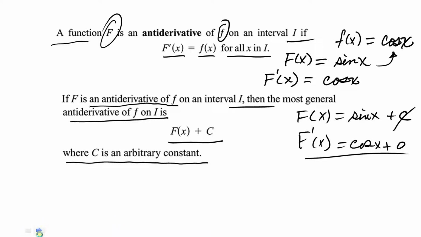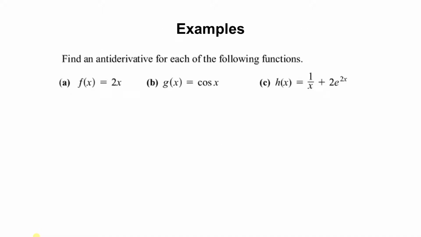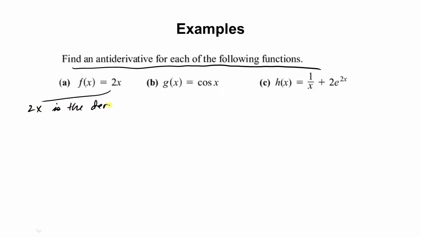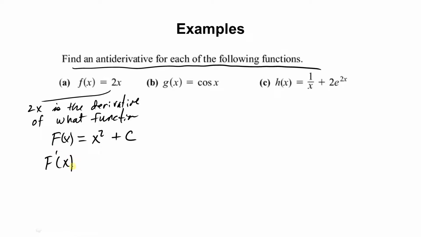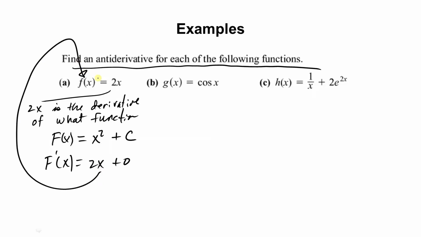Now, let's do some examples. Suppose you wanted to find an antiderivative for each of these following functions. So the question is, 2x is the derivative of what function? Well, that would be capital F of x equal x squared. You just sort of work backwards, plus a constant, of course, because taking the derivative of capital F of x is just 2x plus 0, which agrees with lowercase f of x.